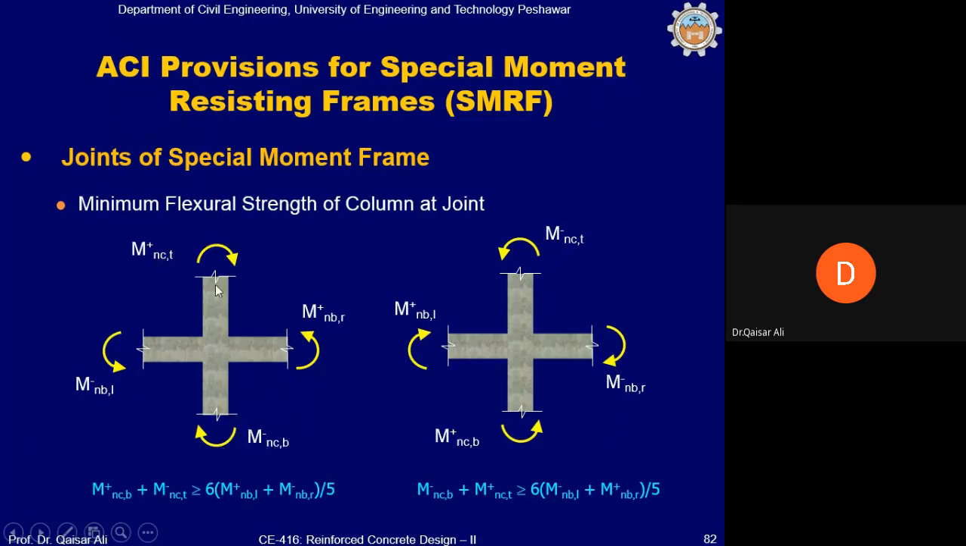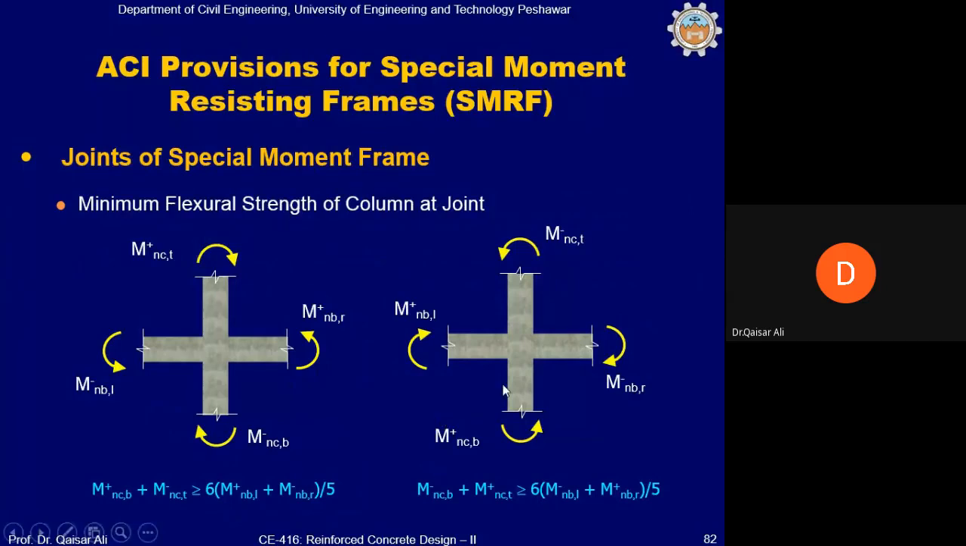So when the nominal bending moment of the column on the bottom and the top are added together, their capacity shall be greater than the combined capacity of the beam on the left and right. The column shall be greater by 20%. Okay, 20% greater than this.